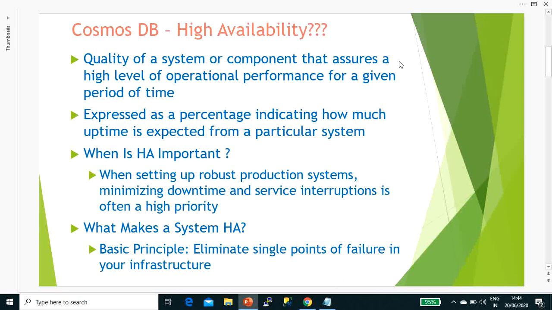So this is when we need to have high availability. Now, what makes a system highly available? The basic principle of a high availability system is that we have to try to remove or eliminate any single point of failure in your infrastructure design. If at any point of time that particular infrastructure is offline, the service is completely interrupted, and there is no way that you can build something within seconds or within a minute or so.